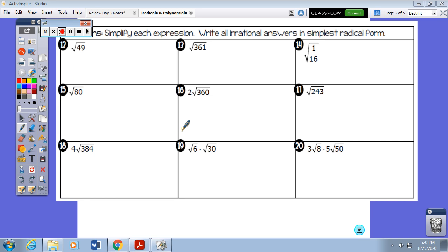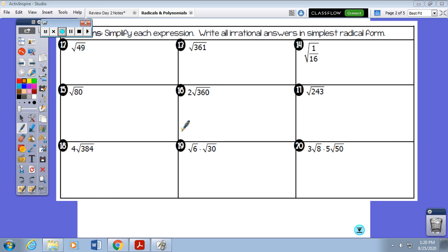In this lesson, I am going to cover reviewing radicals and polynomials. So, radicals. Directions are to simplify each expression and write all irrational answers in the simplest radical form.